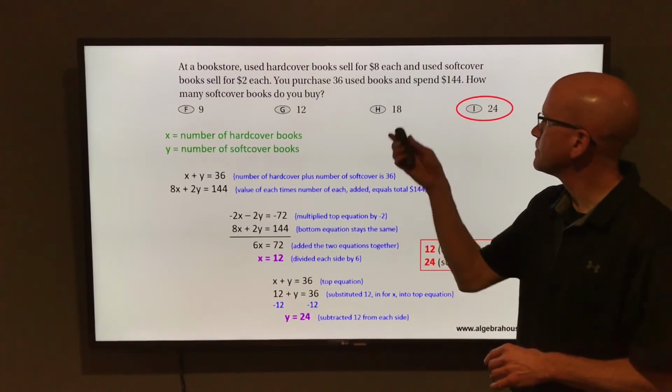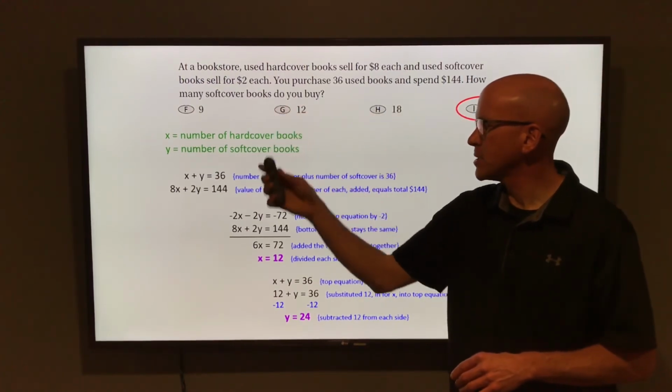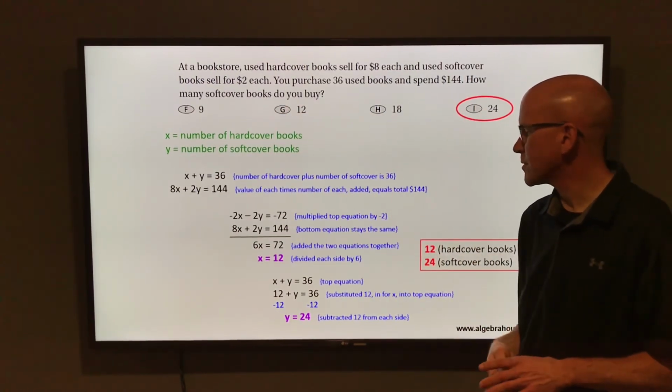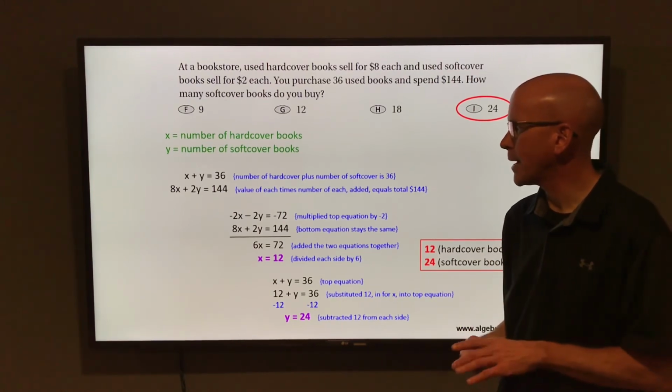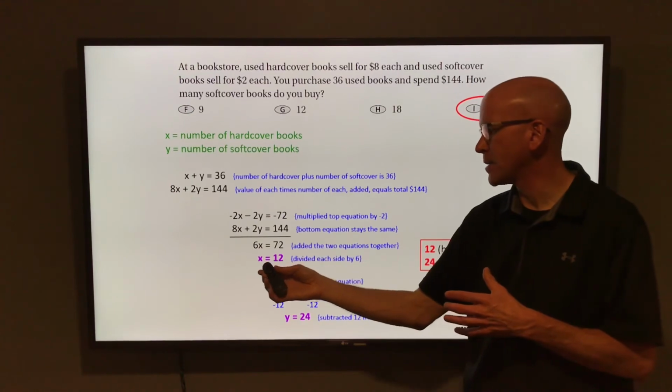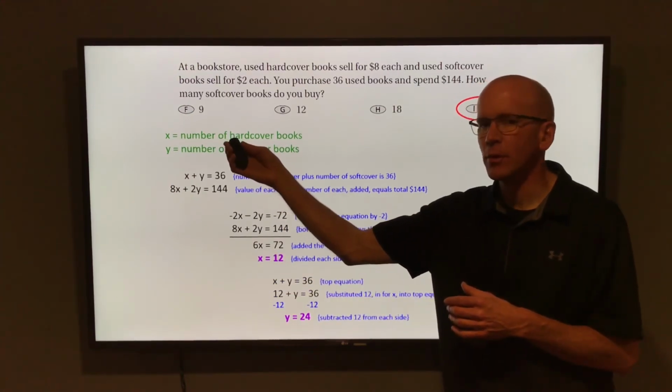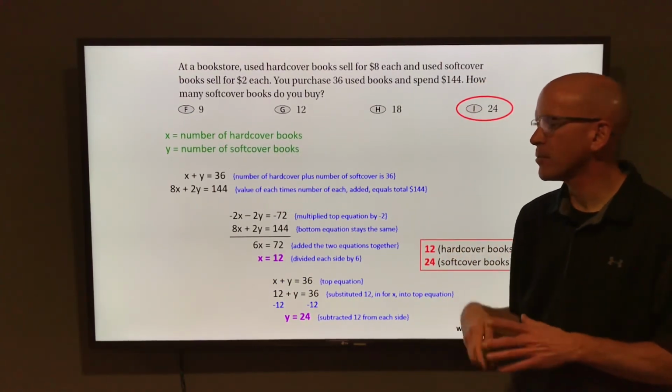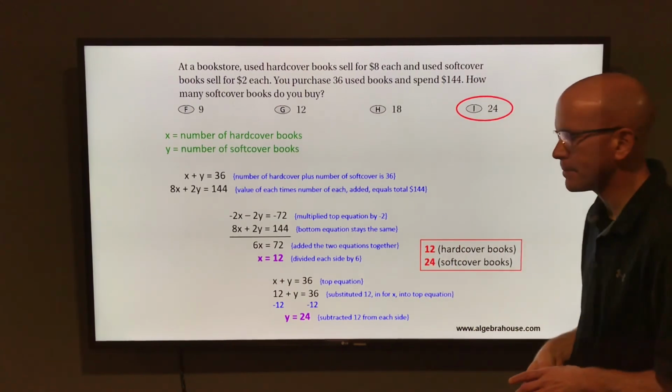Correct answer here. How many softcover books did you buy? You bought 24 softcover books, but one thing to point out, 12 was also an answer. That would be for someone who's not really paying attention. 12 was the number of hardcover books. We wanted the number of softcover books. Correct answer is letter I, 24.